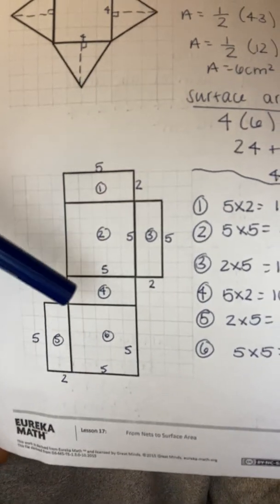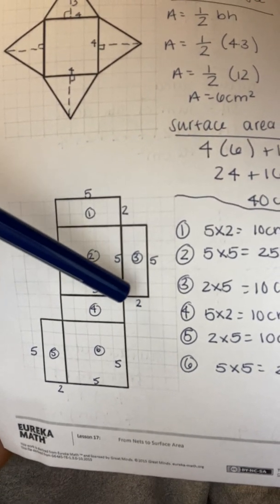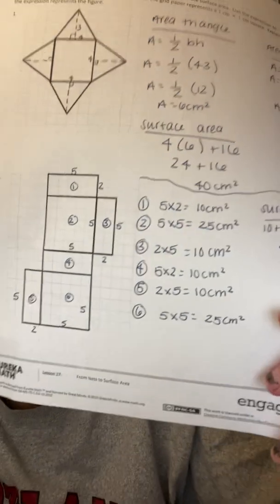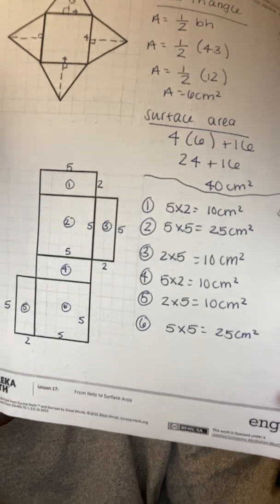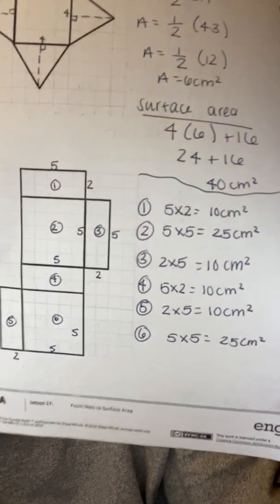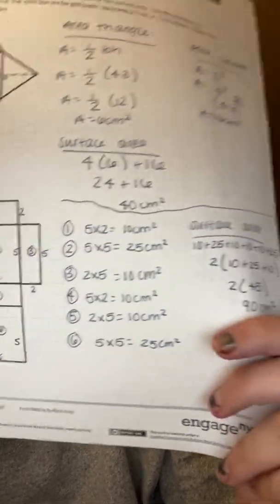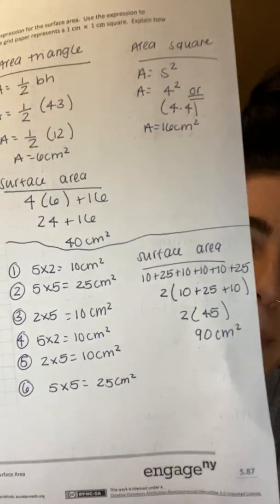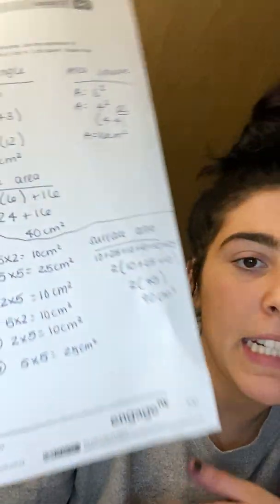So I went ahead and I counted my boxes. I said, okay, I have 1, 2, 3, 4, 5. And then 1, 2, 3, 4, 5 going up as well. So I wrote those all out. I said, okay, I have my shape 1, 2, 3 all the way through 6. And I just took those two numbers that I found, multiplied them together, and I got these for all the areas. Okay. And then for my surface area, I just took all those numbers, added them together, and I got 90 centimeters squared. So that is how you did your lesson today.